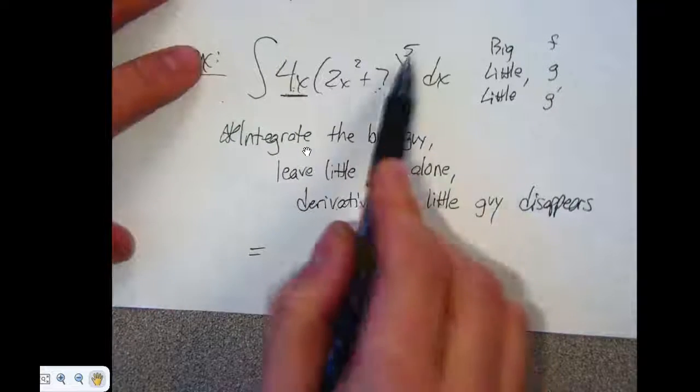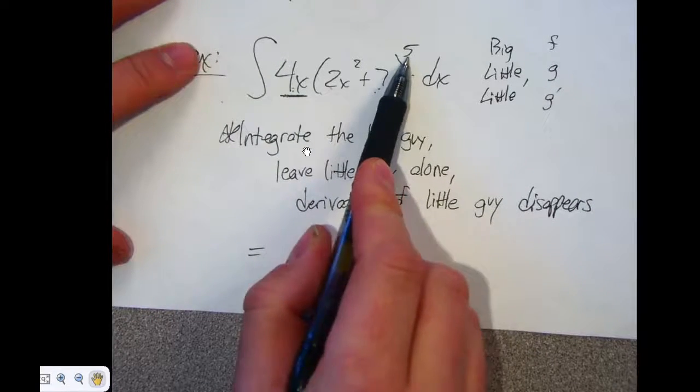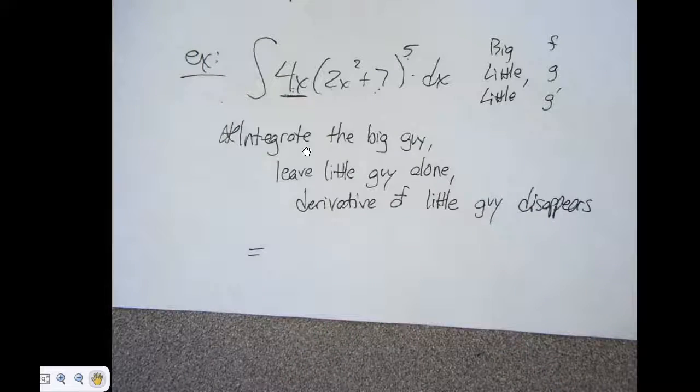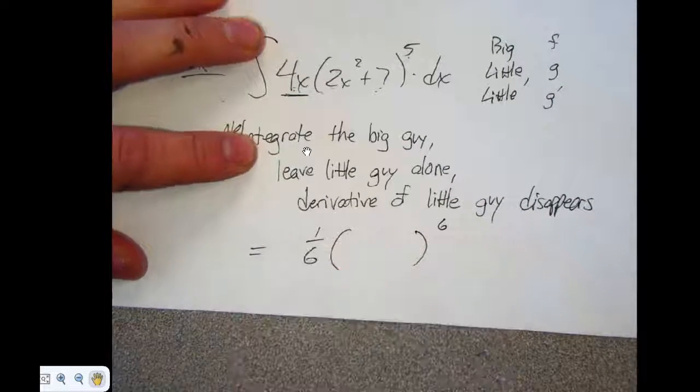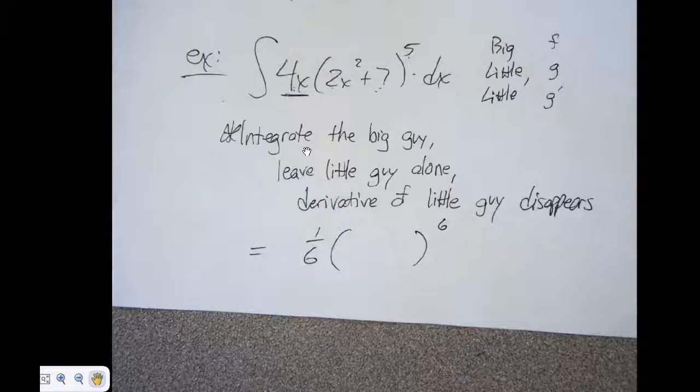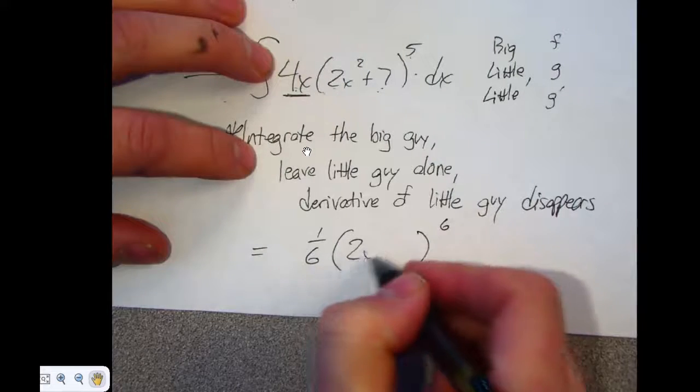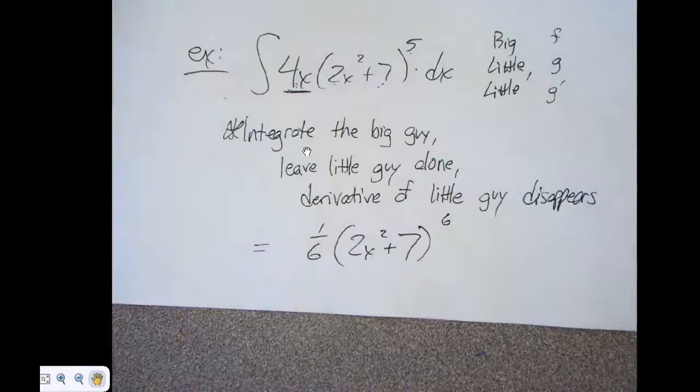So, big guy's a power. How do you integrate powers? Add 1, multiply by the reciprocal, right? So let's do that. So we're going to add 1, multiply by the reciprocal. What do you do with the little guy? Just leave it alone. And what happens to the derivative of the little guy? It vanishes. What's the only thing I still need here?